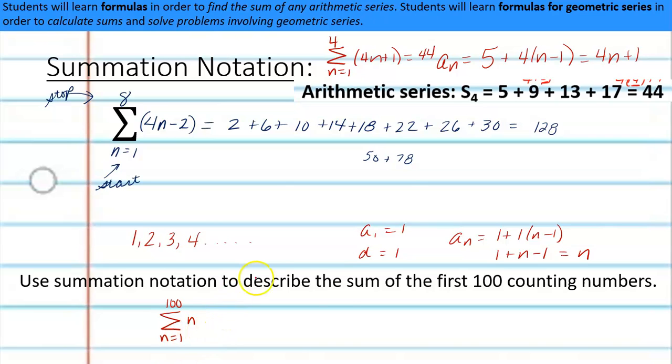Now, if you don't like n and you want to use a different variable, that's fine. Sometimes you'll see i used, but this index has to match the variable. These two have to match. Sometimes you'll even see k used. Okay, but that's summation notation.